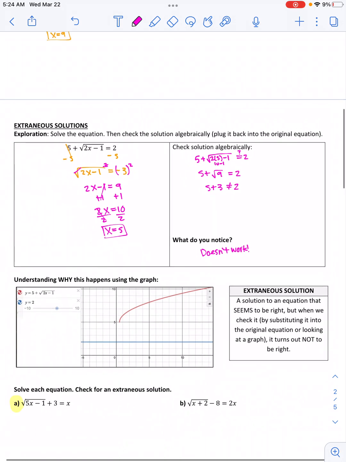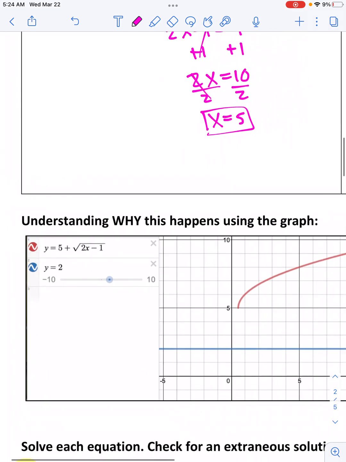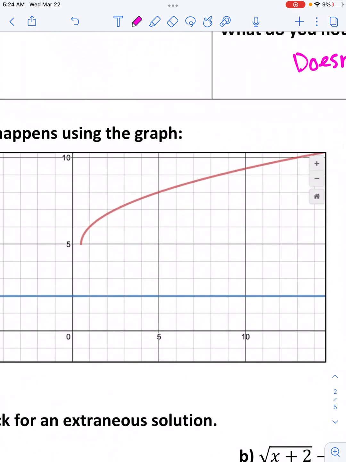Okay, plugging that solution back in doesn't work. So understanding why this happens, we're going to look at the graphs of square root later in this chapter, but because square roots are the undo of squaring, their graphs are actually like a parabola, an x squared graph flipped over. So it looks kind of like a sideways parabola, but we're missing the negative side because we can't take a square root of a negative.